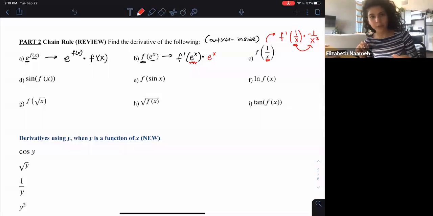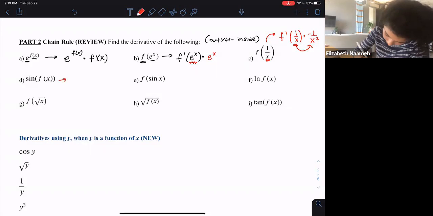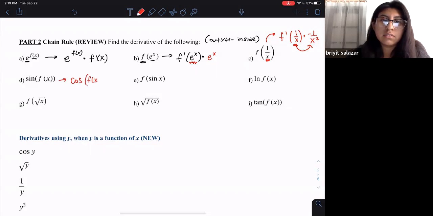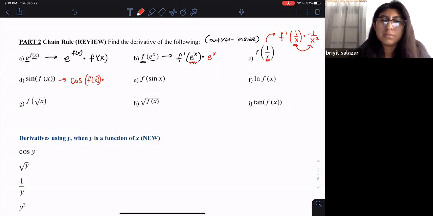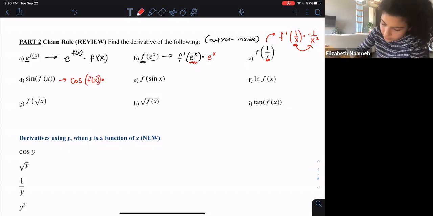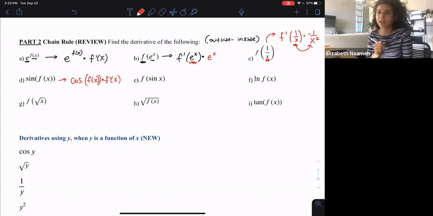Okay, Bridget, let's do D. Ready? Outside guy first, take its derivative, go. So the cosine of f of x. Good. Then we multiply by the derivative of f of x, what would it be? F prime, I think it is. Yes, that's how we say the derivative of a function. The derivative of g is g prime. The derivative of h is h prime.